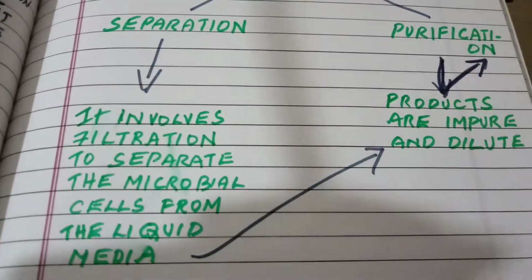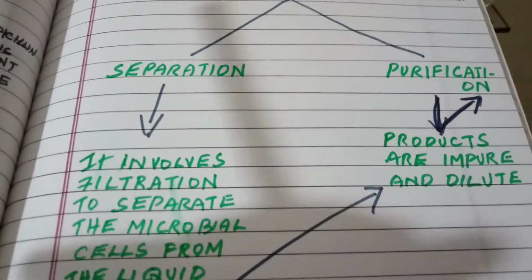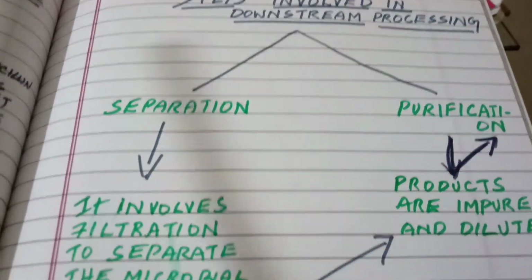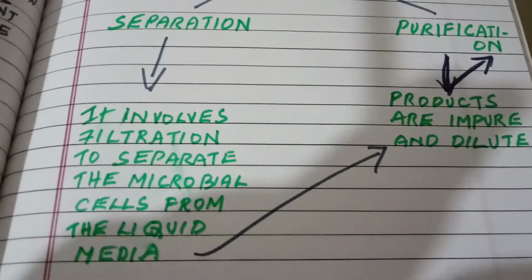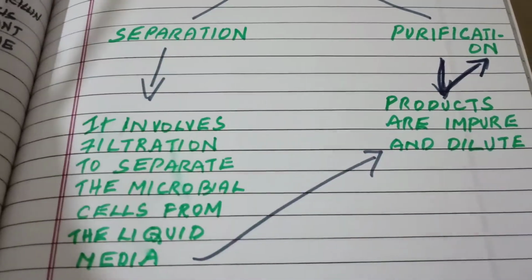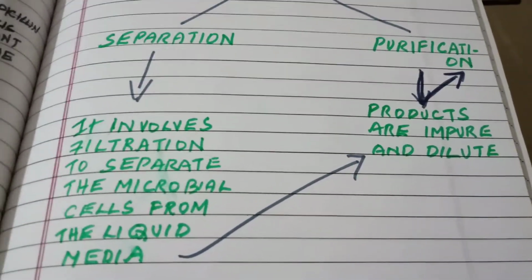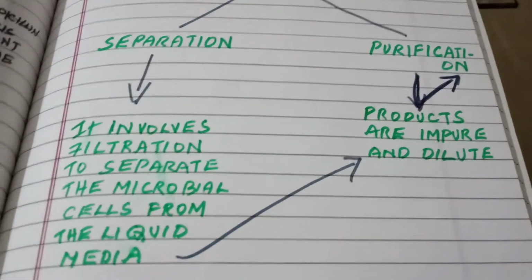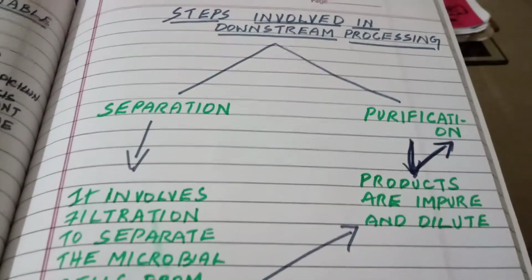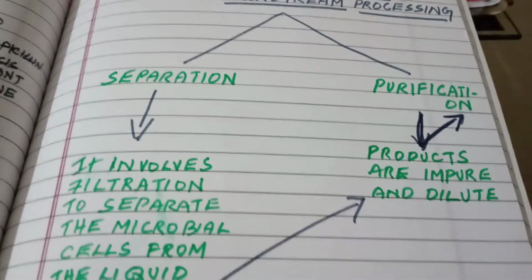Quality control testing is very important, and downstream processing and quality control testing vary from product to product. Drugs for medicines are different, and a product useful for plant growth and other things is also different. So that's all about downstream processing, two things.